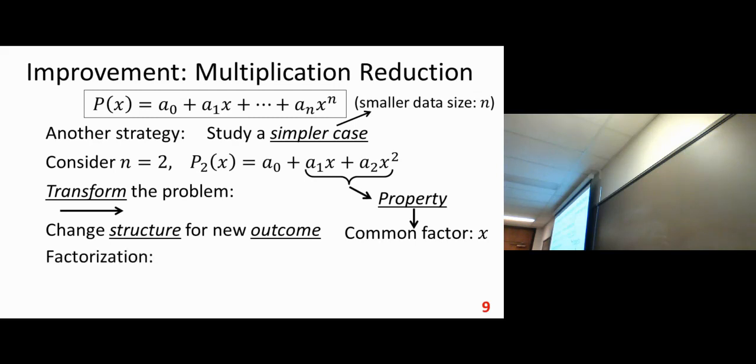Factorization. How do you do transformation? The technique is factorization. But here, this technique is trivial. This step is trivial. So let's do it. Factor that common factor out. Can you see something new after this transform? Can you find some new property?